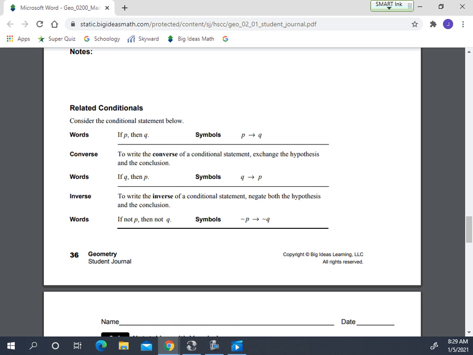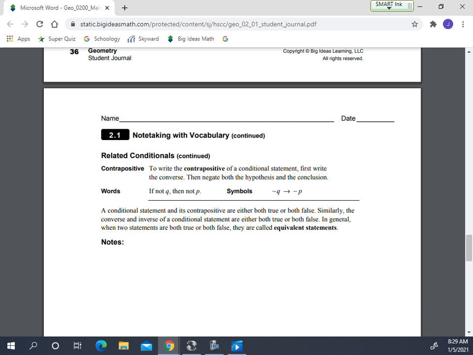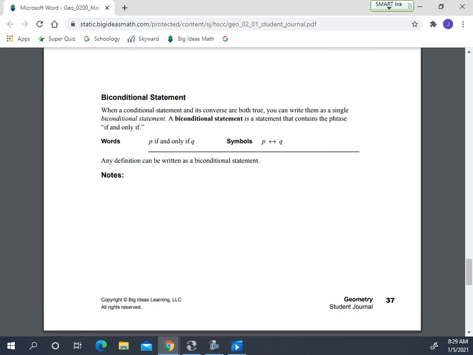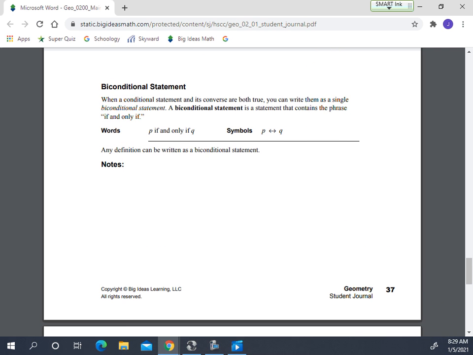Here's these written in words, very useful, right? Here's our converse, our inverse. Down here, contrapositive. And down here, our biconditional. Very important information that you should probably read over.